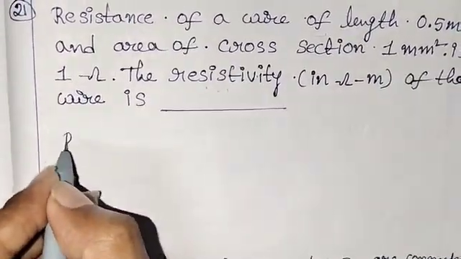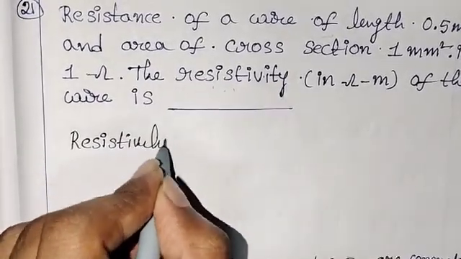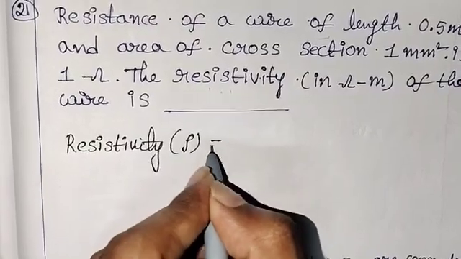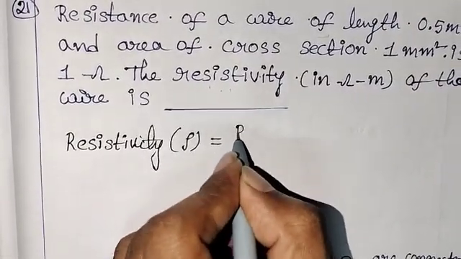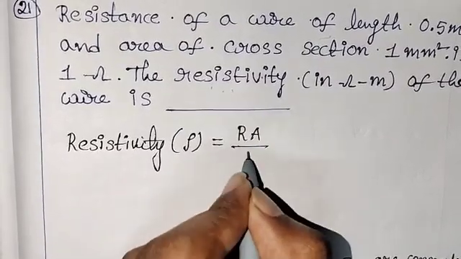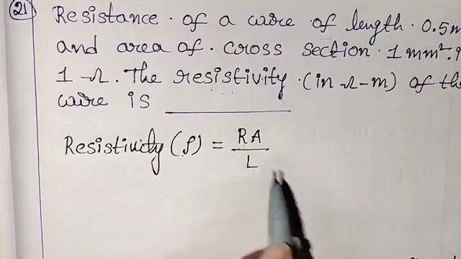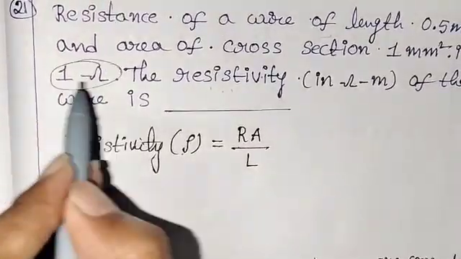So resistivity, denoted by rho, or specific resistance, rho is equal to, the formula is RA by L. Resistivity rho is equal to RA by L. So R is equal to, how much resistance is given? So 1 ohm.